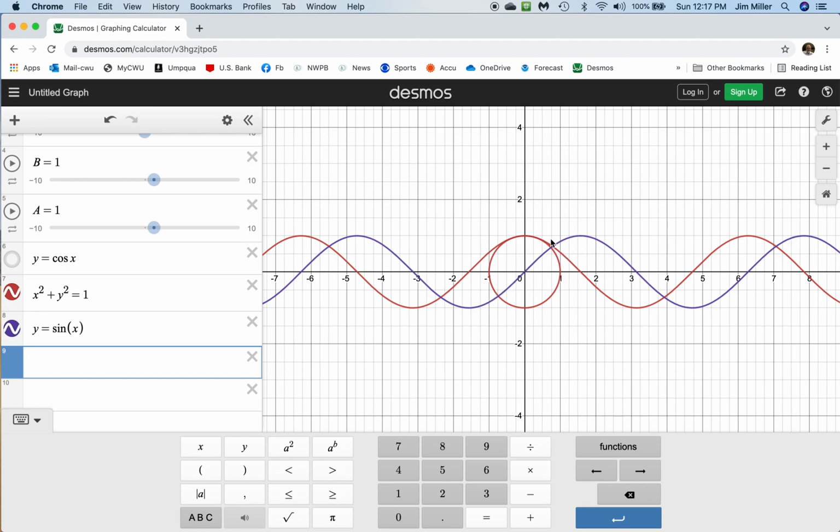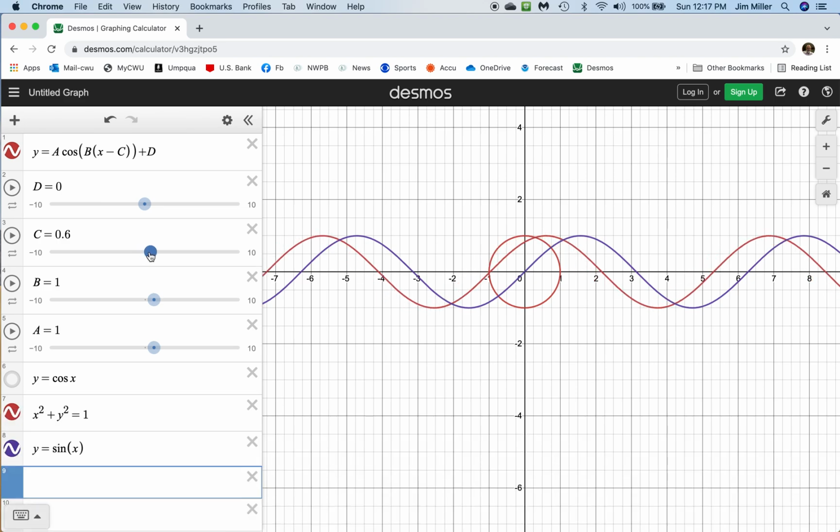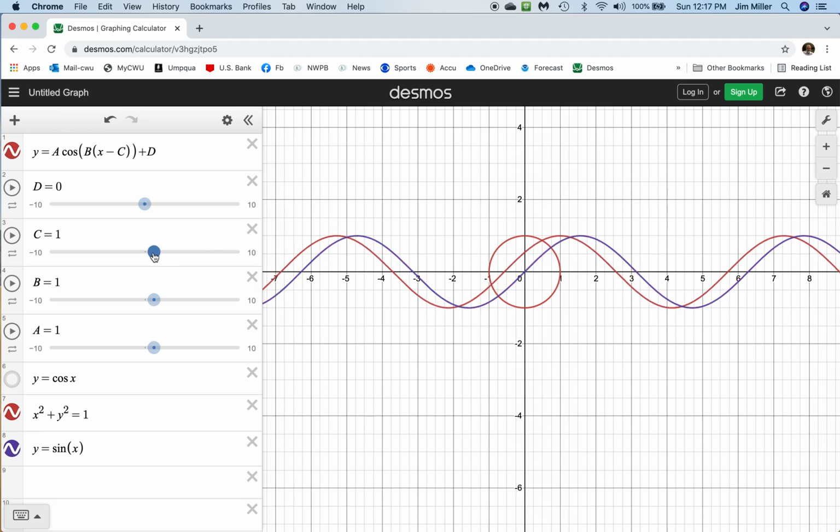So the sine is just the cosine curve shifted over. In fact, I can take the cosine and shove it sideways pi over 2 to move it sideways. That's the c. So if I make it pi over 2, which is about 1.6 or so, they will line up. You can see how they line up, but let's move it back to where it was.